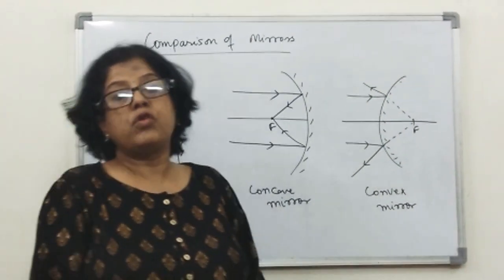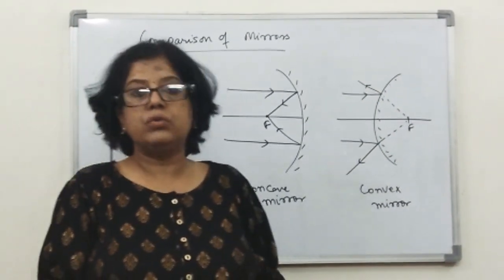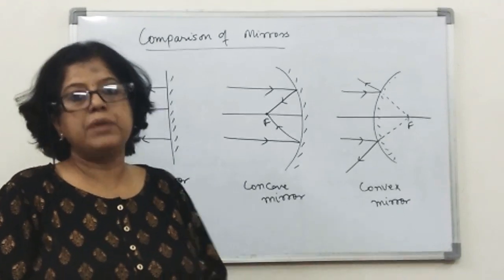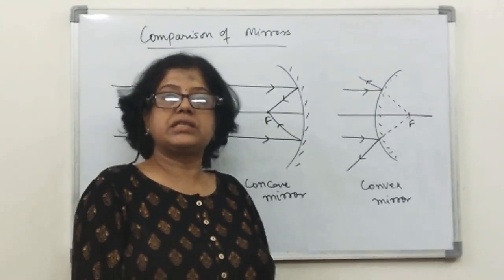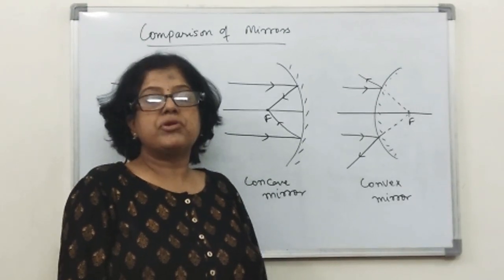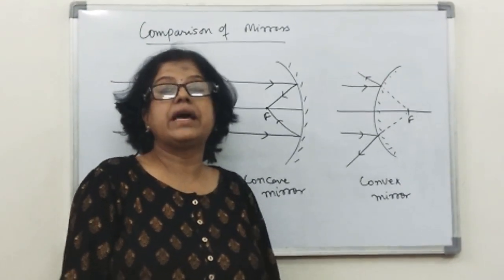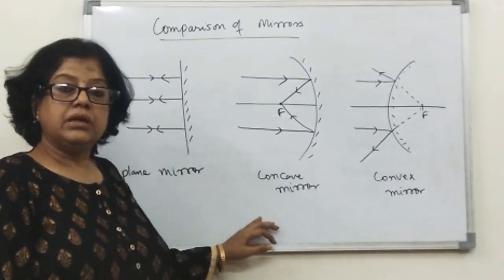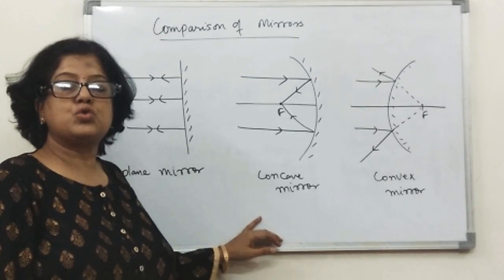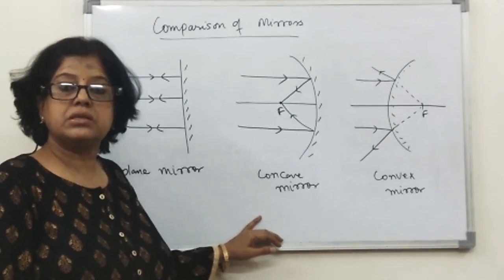For plane mirror, you already have done in your lower classes. There are many uses. One very important use, we look at it daily for dressing up. So it is used in our dressing tables. Plane mirror is also used in certain devices, like kaleidoscope, periscope. We have studied in class 8. Periscope is a device which is used to look above water in submarines.